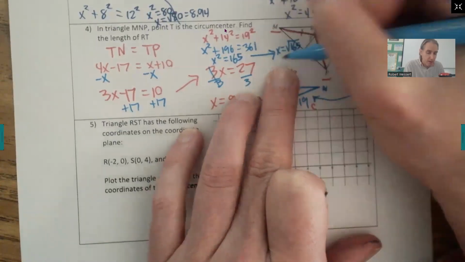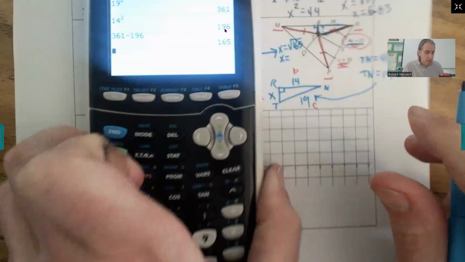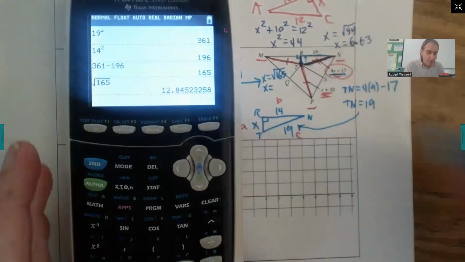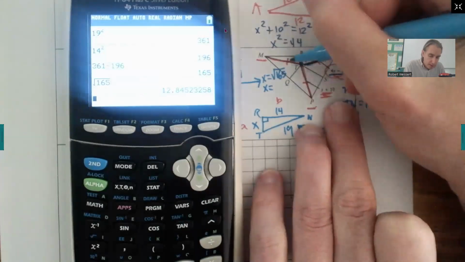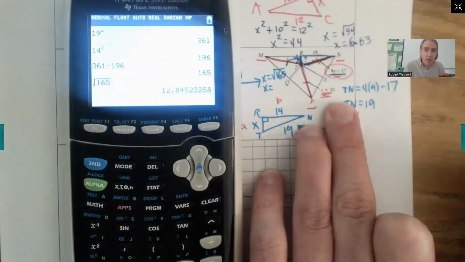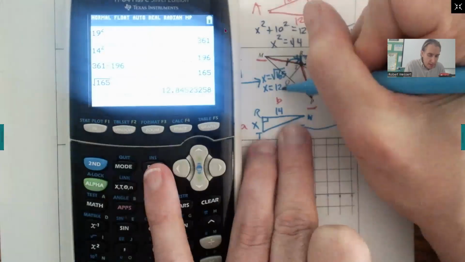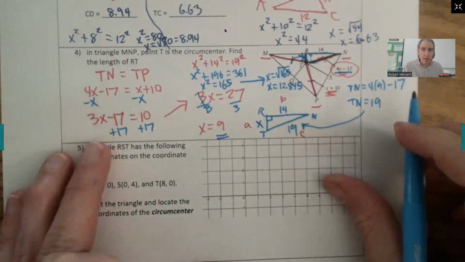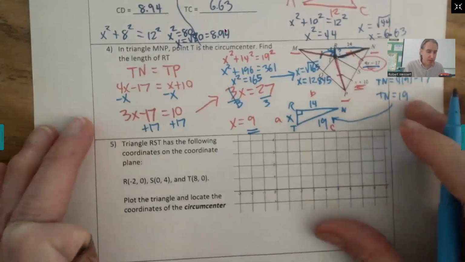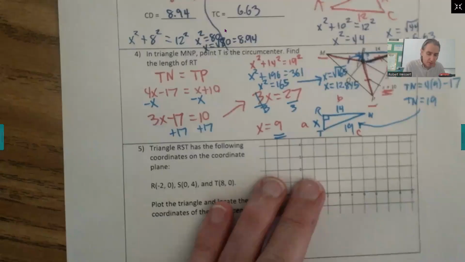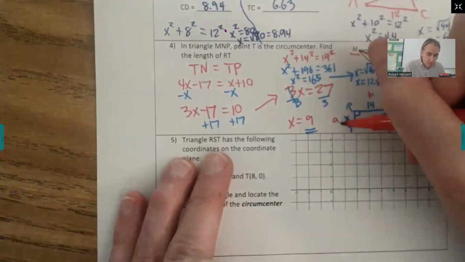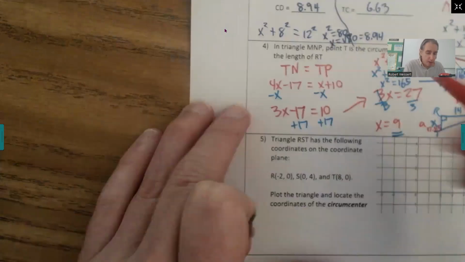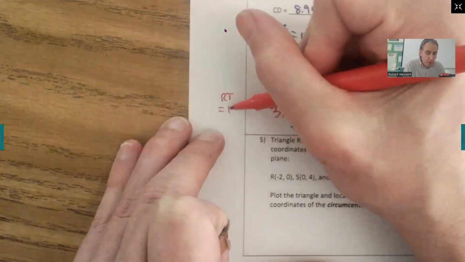So that's going to give me approximately 12.845. So the length of RT is about 12.845. We'll say 12.85. And I really have kind of maximized my space here, so I'll put this down here. And then I'll finally go over here and I'll write RT equals 12.85.